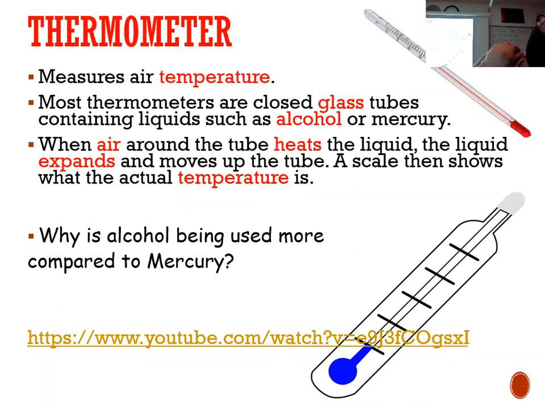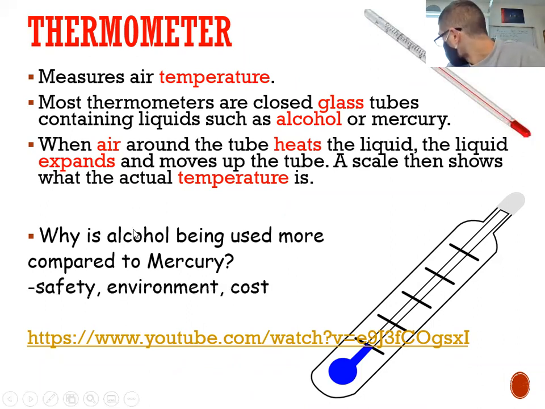Now, back in the day, they used to use mercury inside this. Why is mercury bad? Anybody know? Well, it's bad because it's poisonous. Imagine you have these thermometers going in people's mouths and there's mercury inside the glass. Very bad. So now instead of mercury, they use alcohol. It's safer, better for the environment, and a lower cost.